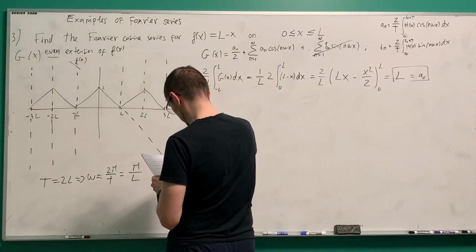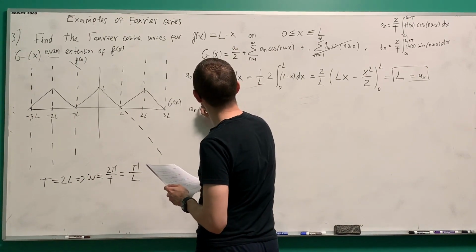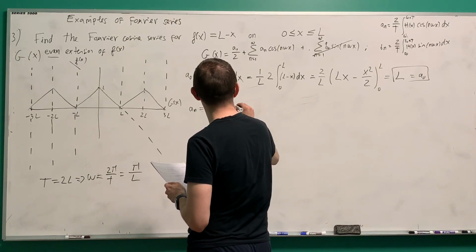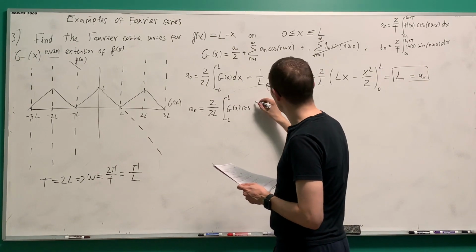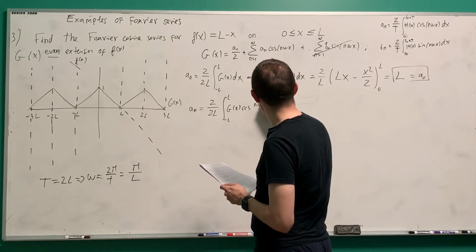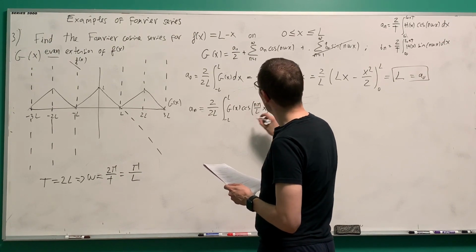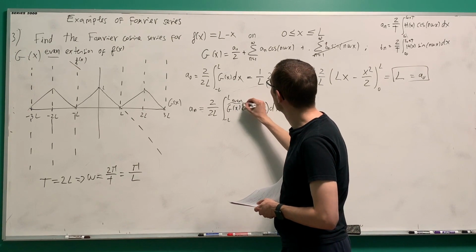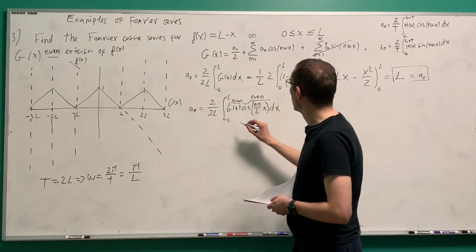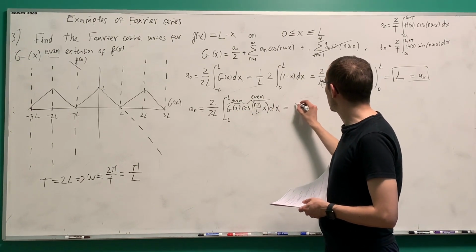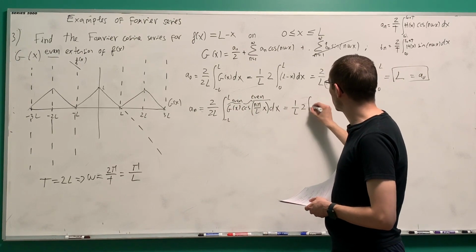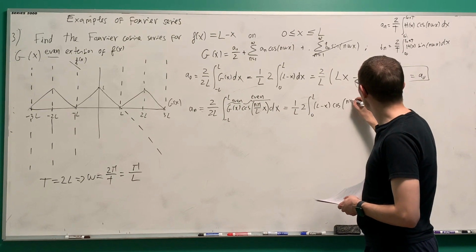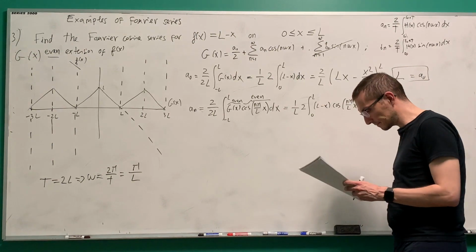Let's compute An. All right, so An, again, 2 over the period, integral from minus L to L, g of x, cosine of, I substitute the period, and in this case, n pi over L times x dx. Now, this function is even. The product then is also even, and that means that I can write that 1 over L that comes from this one, twice the integral from 0 to L of the function L minus x cosine of n pi divided by L x dx. All right.